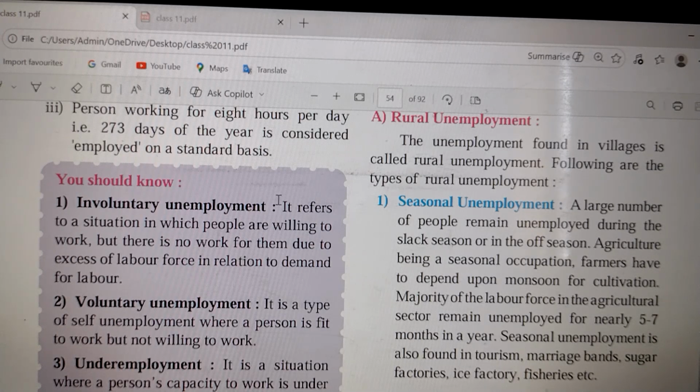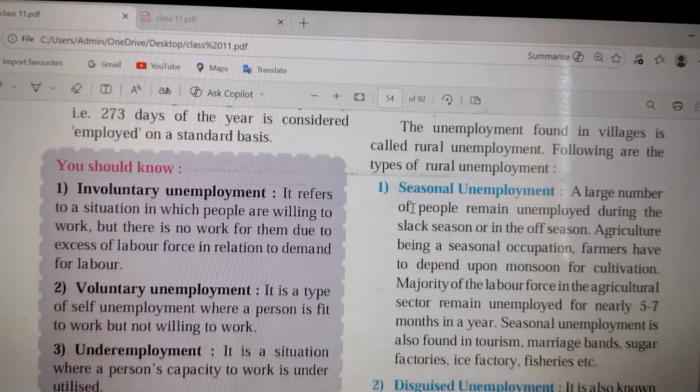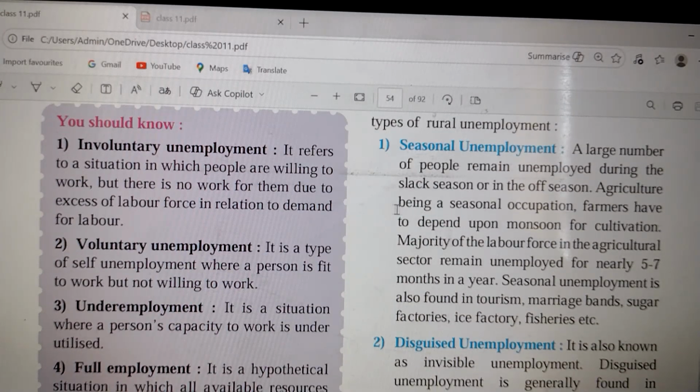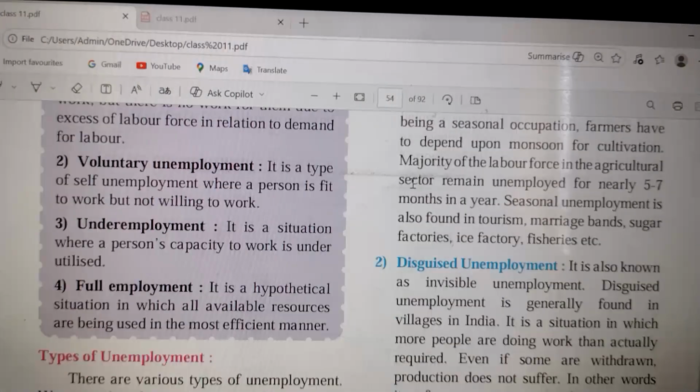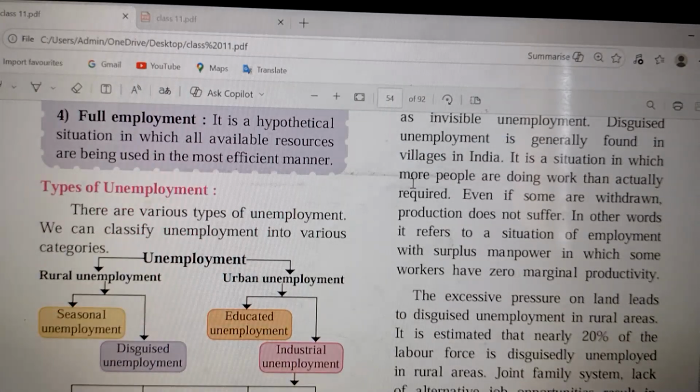बाकी समय यानी लगभग 5 से 7 महीने वो बेरोज़गार रहते हैं. बाकी समय में जब भी क्रॉप्स ग्रो करने का, फार्मिंग का सीज़न रहता है, तब वो एम्प्लॉयड रहते हैं. This unemployment is also found in tourism sector, fisheries, sugar factories and marriage bands.